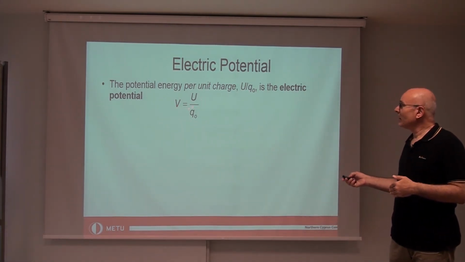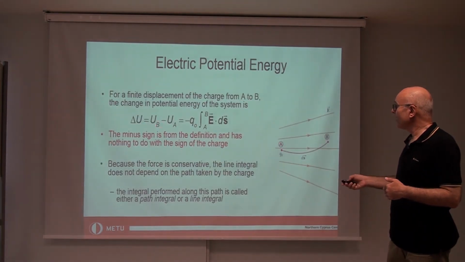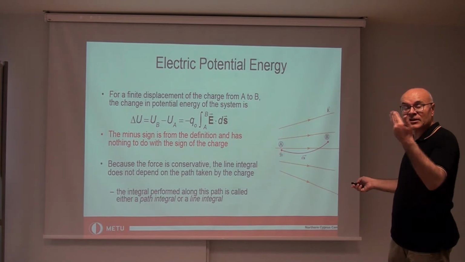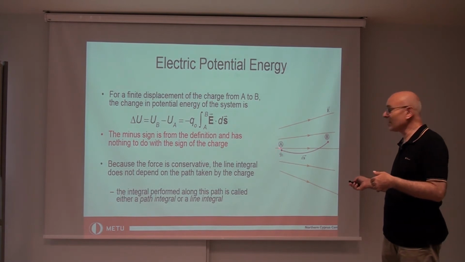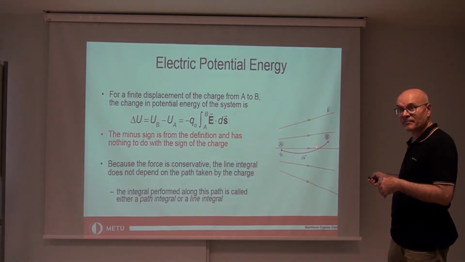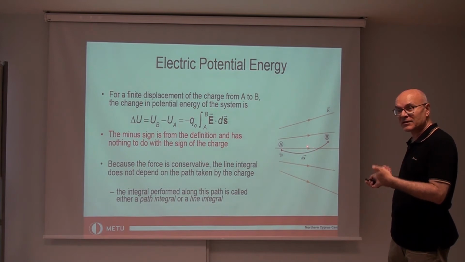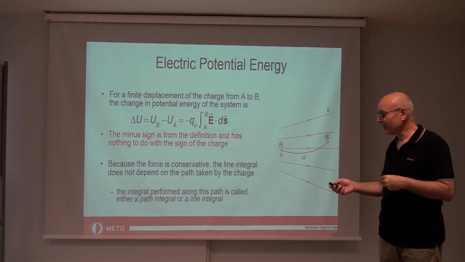So if you have a point, for example here, UA is the potential energy of this Q naught here. The potential at this point is just U divided by Q naught. Okay, so it is V, the potential at this point. UB is the potential energy of the Q naught when it is here. If you divide UB by Q naught, it has units of joule per coulomb. In this case, it will be the electric potential at this point.